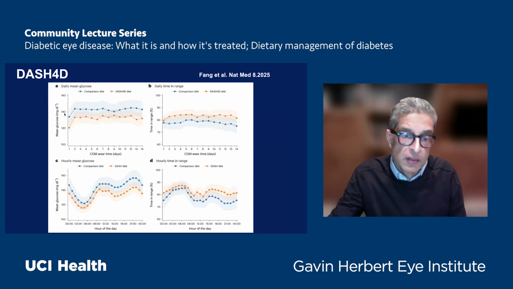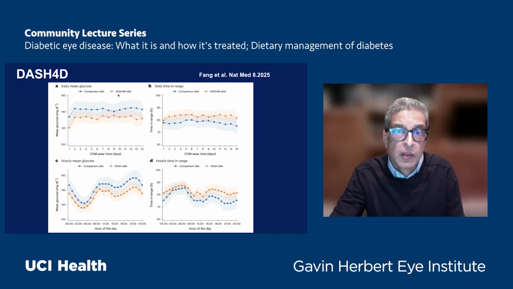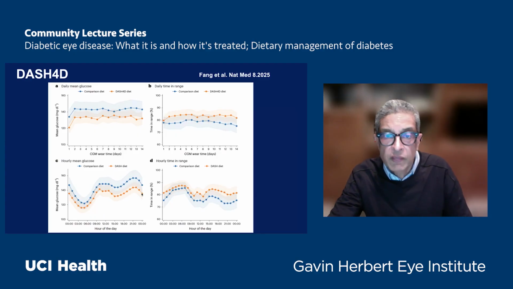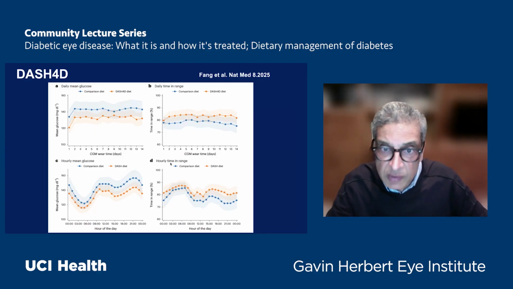And you can see here, this is a study that was done in people with the comparison diet and the DASH for diabetes diet. You can see the blood sugar levels over 14 days measured is always lower in these individuals. And if you look at the blood sugar levels during the day, the blood sugar levels are also lower in the individuals who have the DASH4D diet.